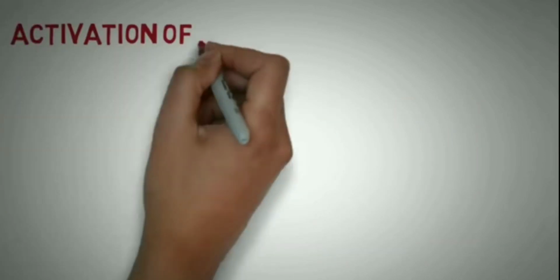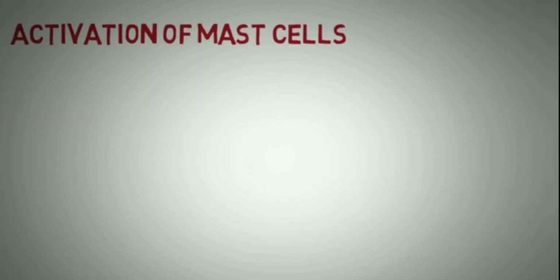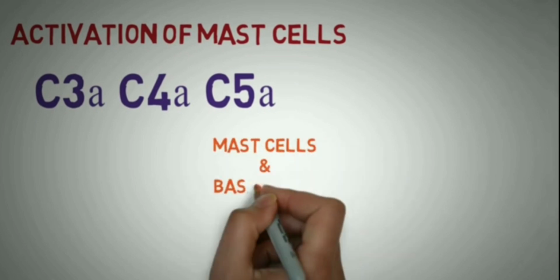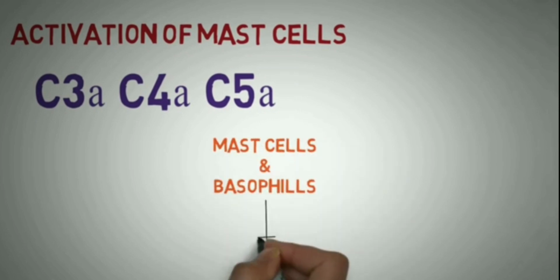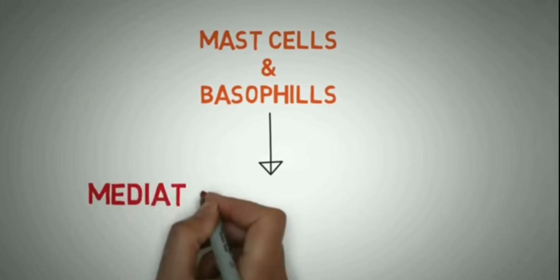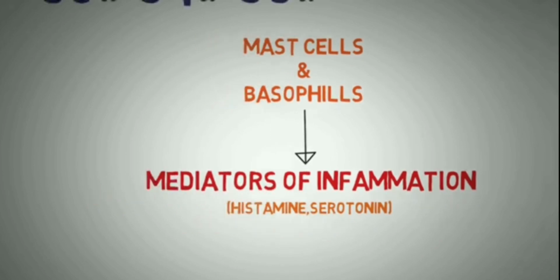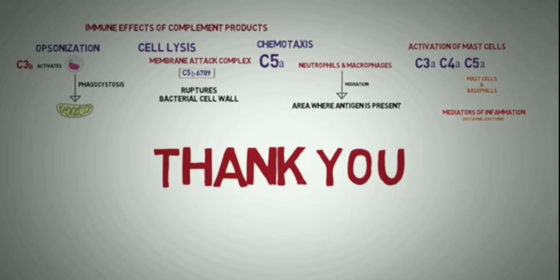Another complement effect is the activation of the mast cells. The factors C3a, C4a and C5a have a direct effect of activation of the mast cells and the basophils. This causes the release of a large amount of mediators of inflammation like histamine and serotonin, which potentiate the immune response. So this was all about the complement pathway.